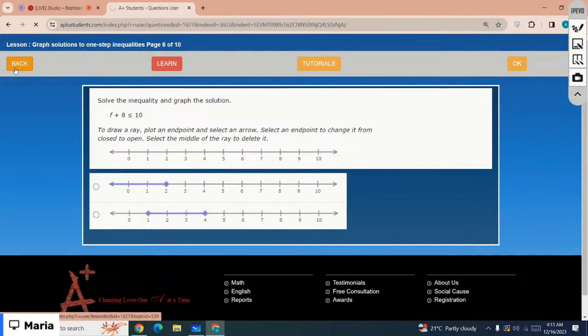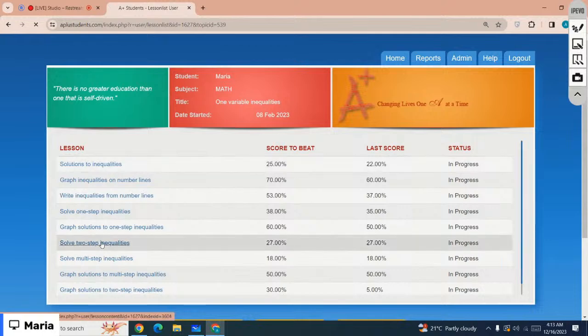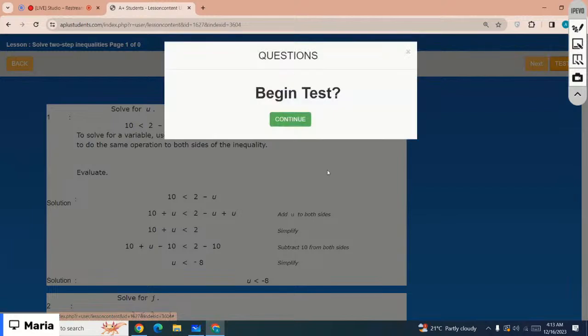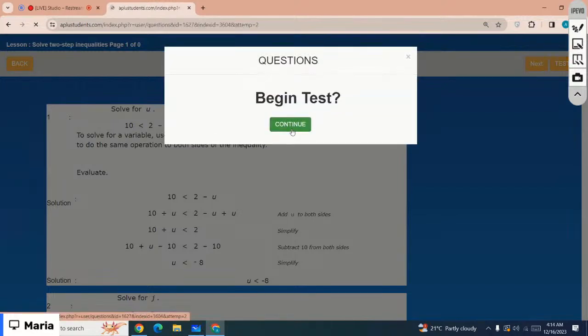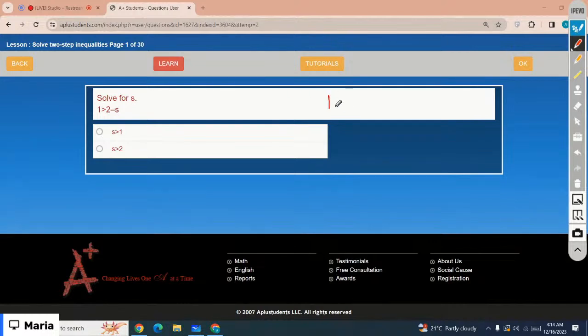And the next lesson is solve two-step inequalities, right? So solving a two-step inequality is the same as solving a one-step, right? Simply, what you have to do is perform two steps rather than one. You have to undo all the operations. You need to isolate the variable, right? So 1 is greater than 2 minus s, right?